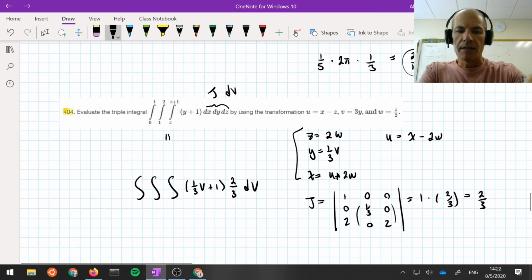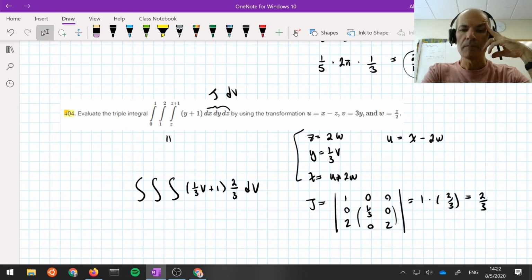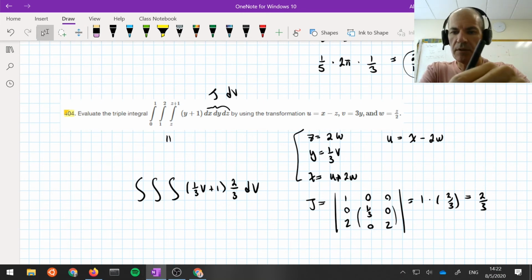All right, let's figure out what the limits of integration are going to be. z is equal to 2w.